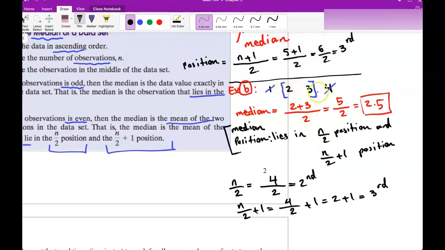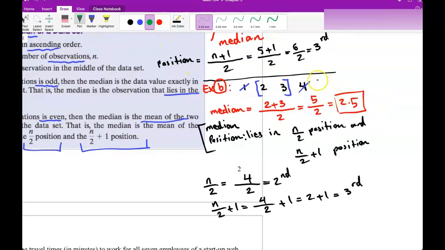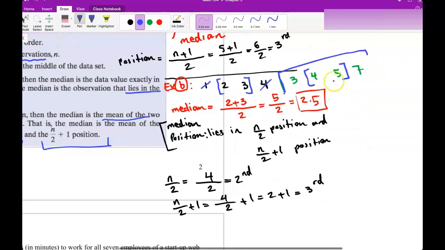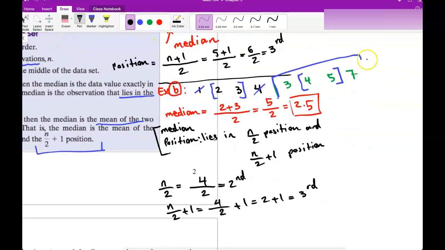Once again, second and third place doesn't mean that I have 2 and 3. You may have a different example, for example, 3, 4, 5, 7. If you had that, our median is on this part, between second and third place. So this is another example. This is example 2 for part B. Okay, I'll rewrite that one.